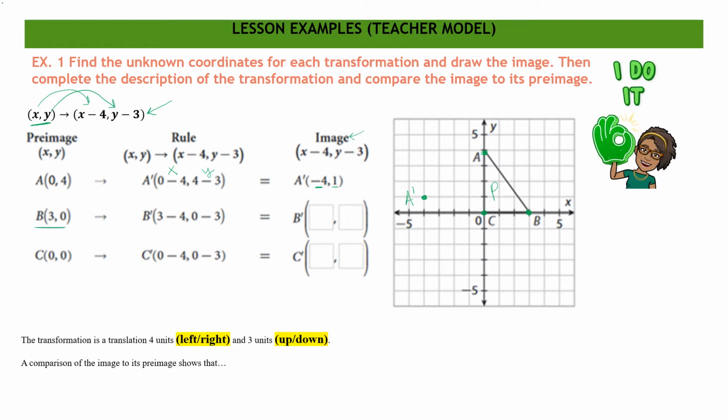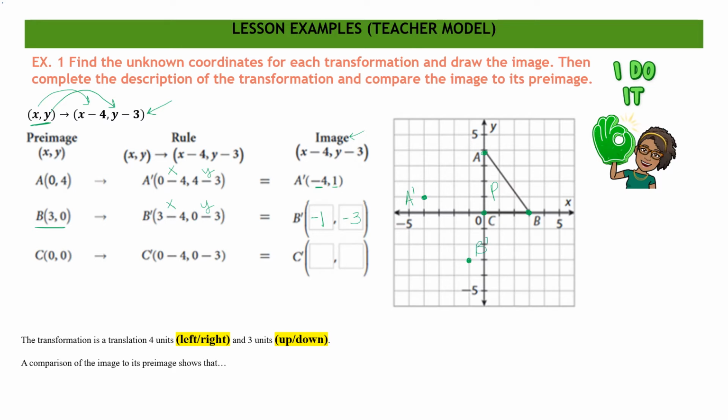All right, let's do the same thing for B. B is 3, 0, and I'm going to do the same thing we did for A. For B, we plug in our x point, which is 3, so 3 minus 4 gives us a negative 1. For our y coordinate, we have 0 minus 3, which is a negative 3. So now we plot our B prime, or our image point. Negative 1 is 1 to the left, and then 3 down for negative 3. 1, 2, 3. So our B prime is here.